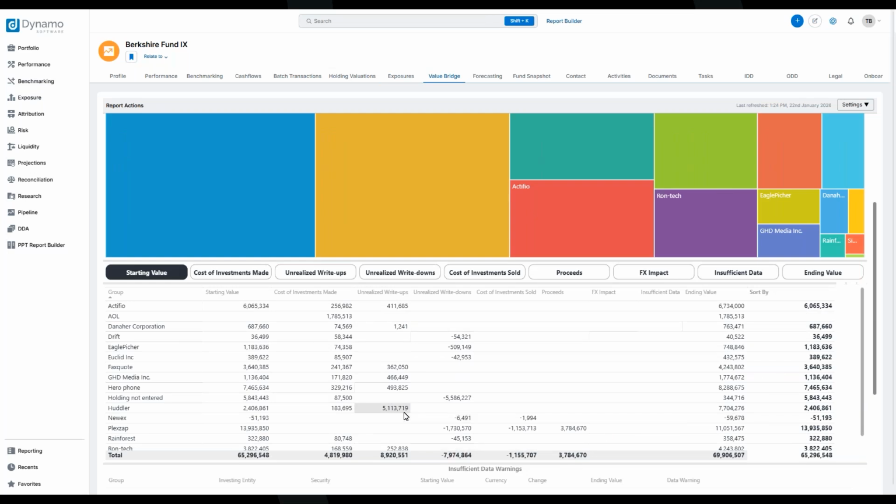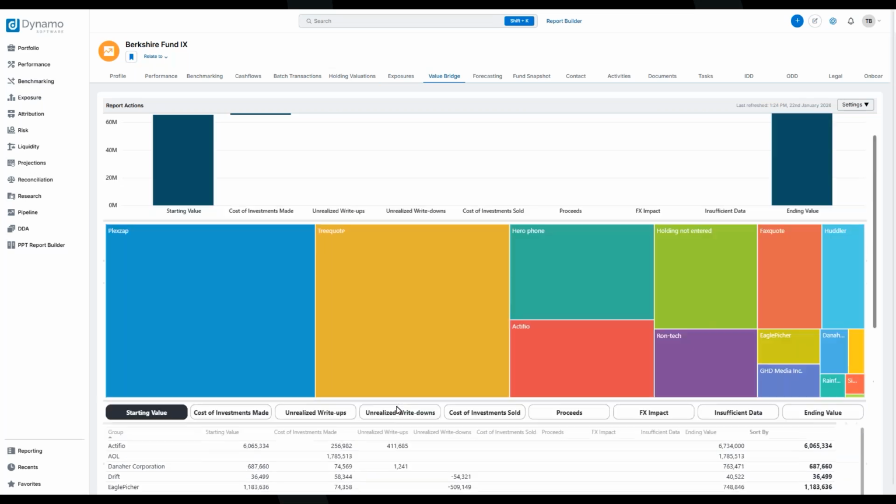The thing that jumps out to me right here is that their investment in Huddler had a very, very large write-up. So here's where we can start to do some really detailed analysis into the underlying holdings to help understand the performance that Berkshire Fund 9 is giving us, to know if it's spread across multiple holdings or if it's, in this case, one really good change in market value.